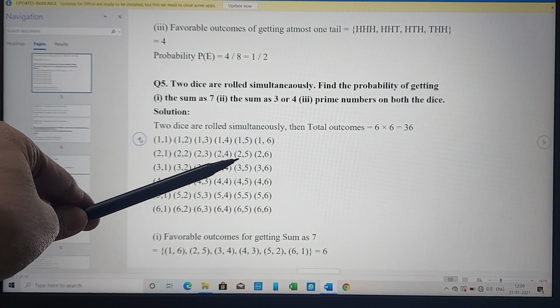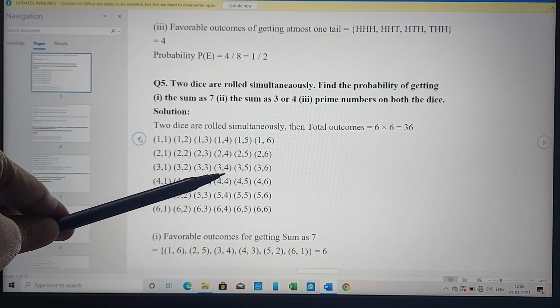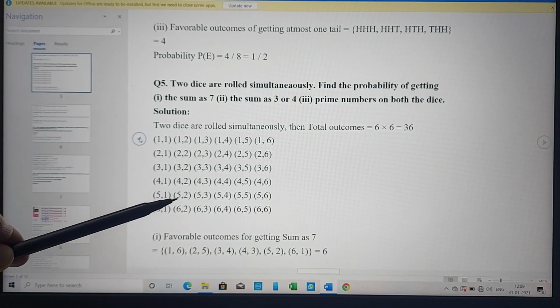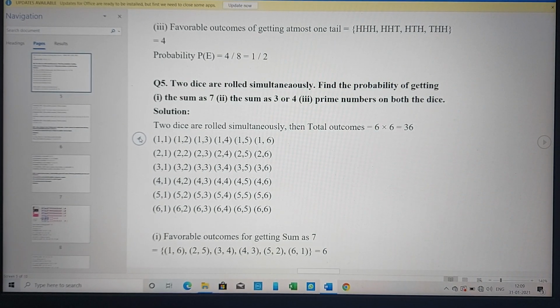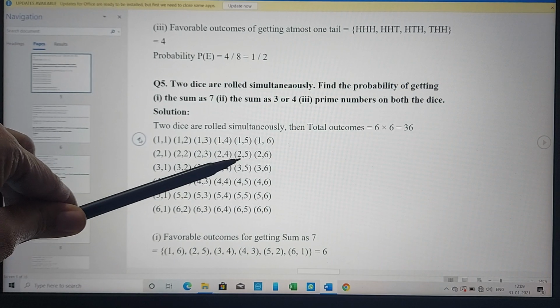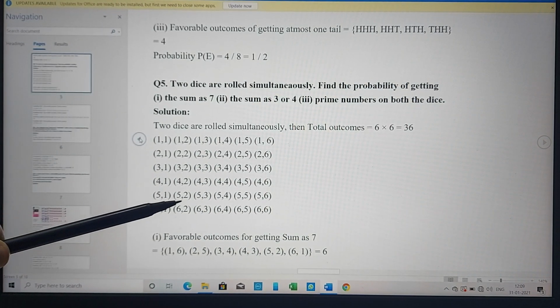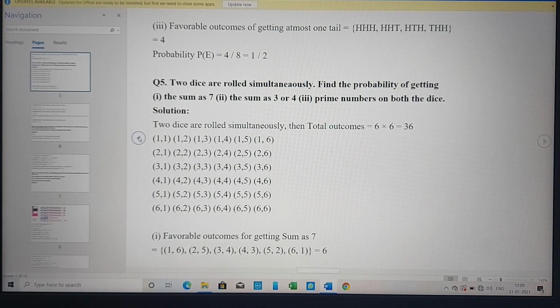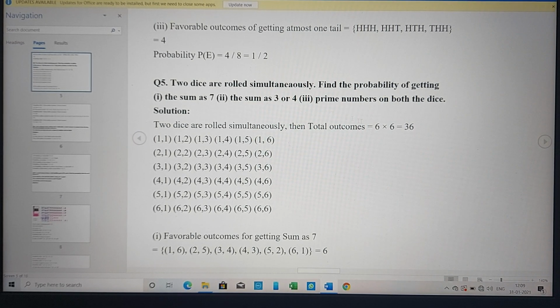1, 6 gives us 7. 2, 5 gives us 7. 3 plus 4, 7. 4 plus 3, 7. 5 plus 2, 7. 6 plus 1, 7. Clear? So you can see how many favorable outcomes are there: 1, 2, 3, 4, 5 and 6. So favorable outcomes are 6. Total number of outcomes are 36. 6 upon 36, so it becomes 1 upon 6. Clear?